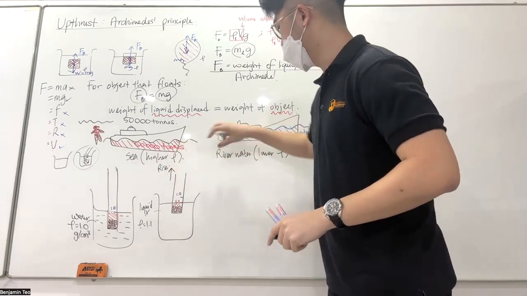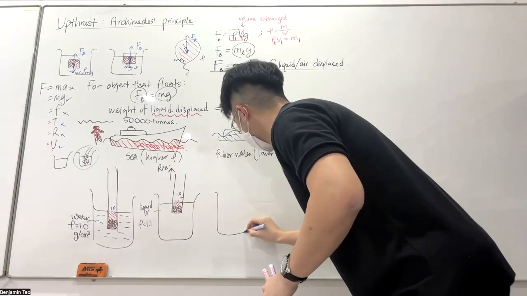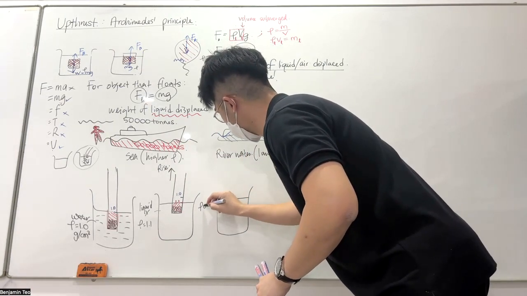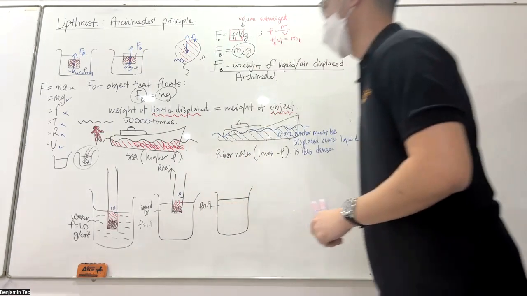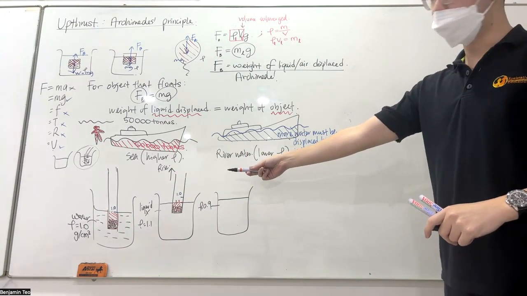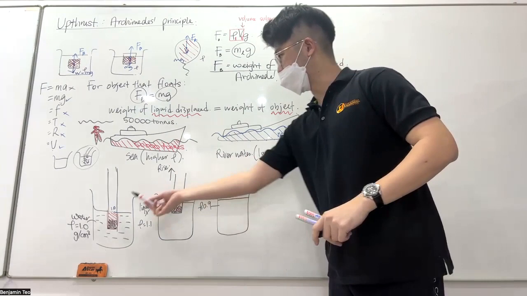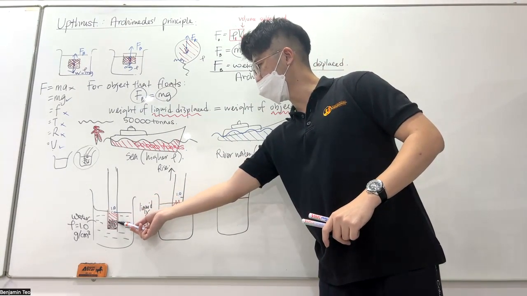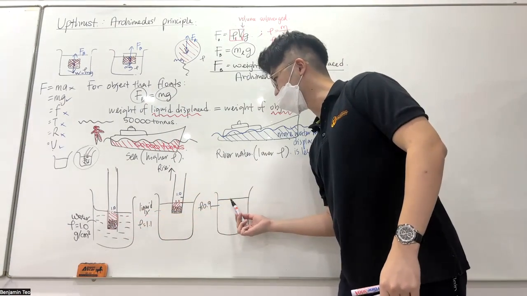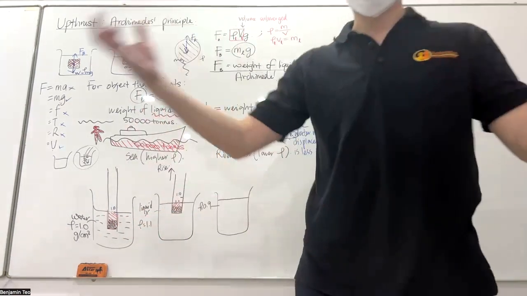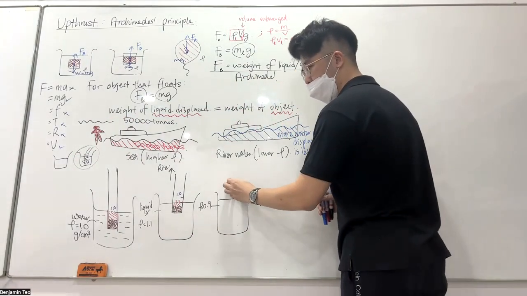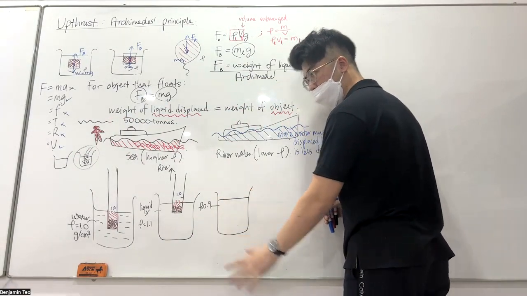Now I take it out again and put it in a third liquid having a density of 0.9. What will be the position of the device? 0.9 is less than this one. So that means if this one displays this much, then this one has to displace more than the first one. So as a result, this one goes deeper.